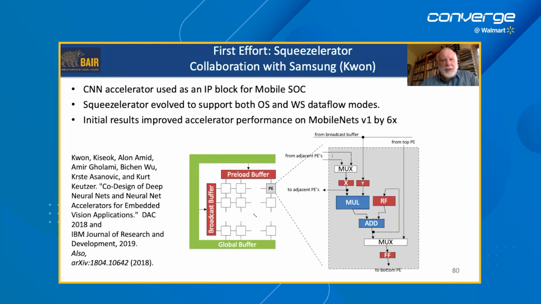So our first effort here was done in collaboration with Samsung, where an integrated circuit chip architect from Samsung joined us for a year, and he was developing a computational neural net accelerator to be used as an IP block for mobile systems on a chip. And so we co-designed SqueezeNext together with the Squeeze accelerator, and we saw basically the interactions among the data movement there and how they could be improved. And the results there actually showed he was able to improve accelerator performance on nets like MobileNets v1 by as much as 6x.